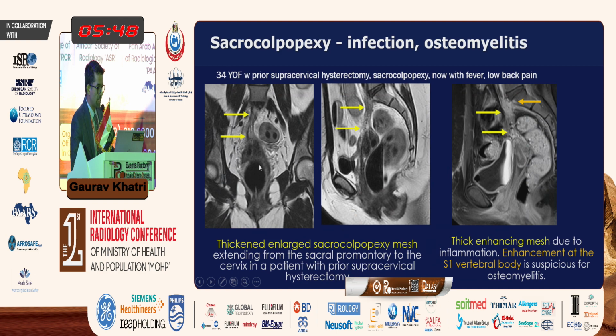Here's a different case. Again, very thick mesh going from superior, from the promontory, to inferior at the vaginal apex. This patient actually has a cervix, so this is a supracervical hysterectomy. So it's going from the sacral promontory to the cervix. In this case, it's thickened and high signal intensity on T2. It's infected, and you can actually see some enhancement at the bone. So this patient actually had osteomyelitis associated with this infected sacrocolpopexy mesh.